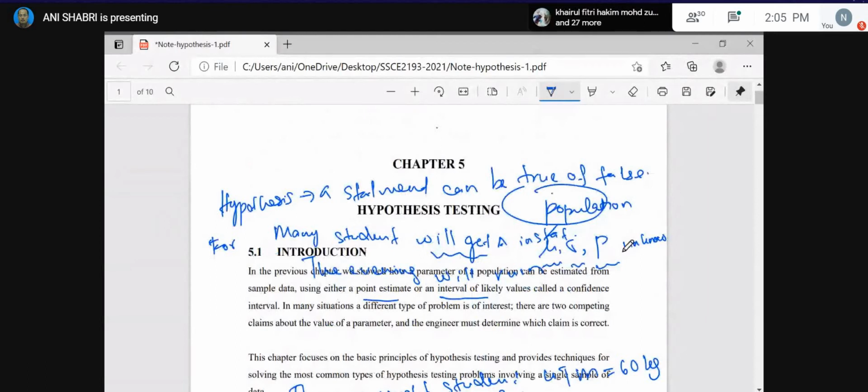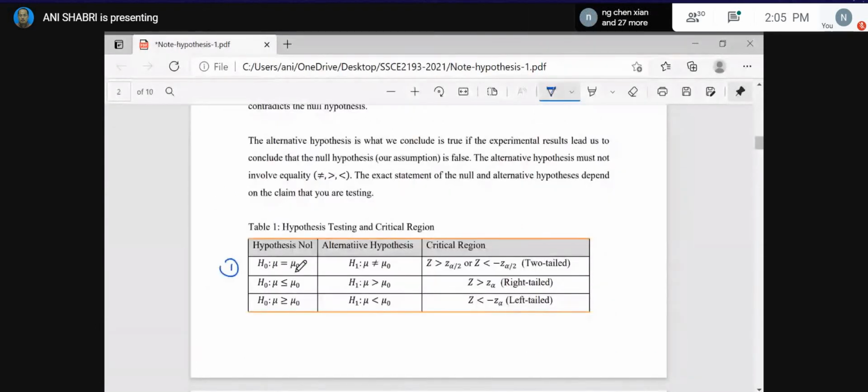Okay, the first one is if we want to test whether the mean is equal to this value. For example, for this one, the null hypothesis is equal, against the alternative, not equal. The critical region is alpha divided by 2. If you find z greater than z alpha/2 or less than negative z alpha/2, we reject. This is the rejection region. I will explain with this one.